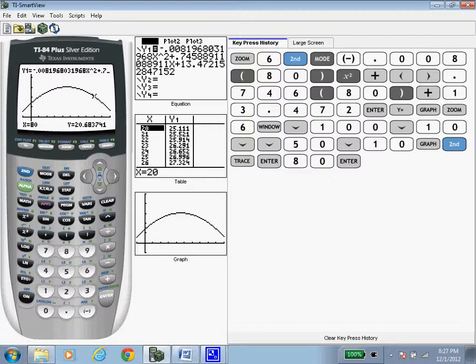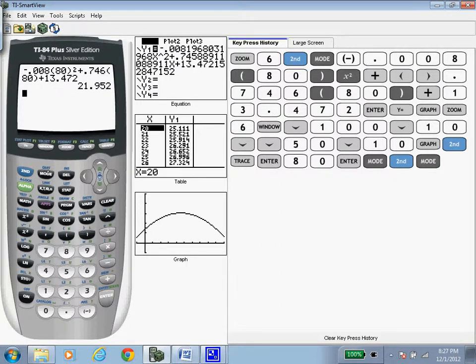Now you'll notice that there's quite a difference in the values that we got when we ran this and from when we did the just straight up putting it into the home screen. And you'll notice this one has about 12 decimal places, give or take.